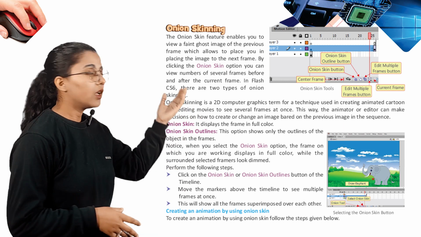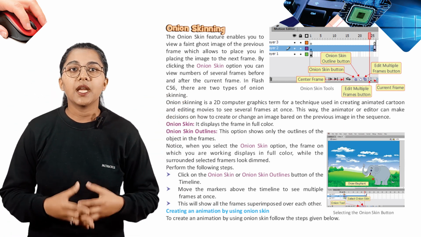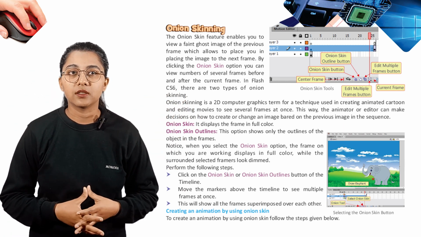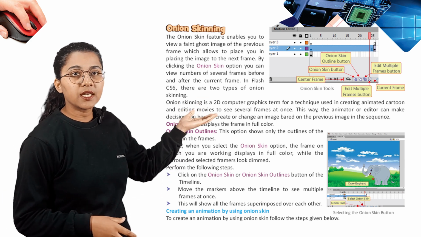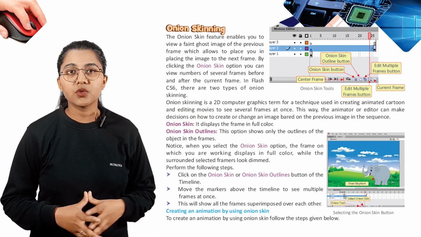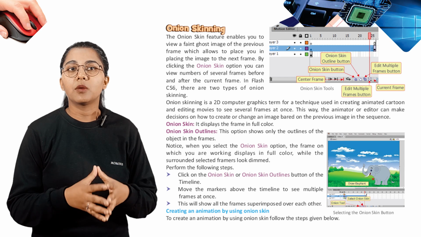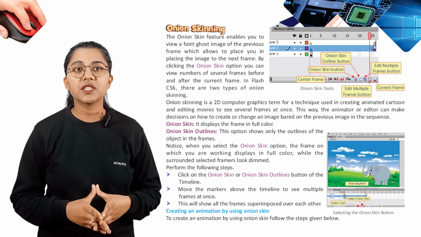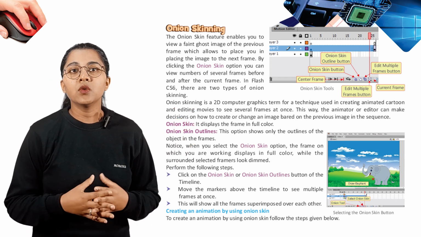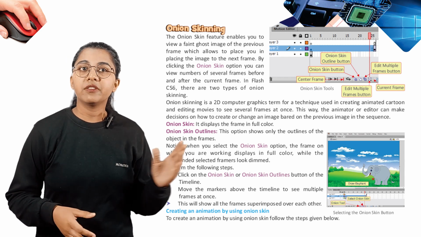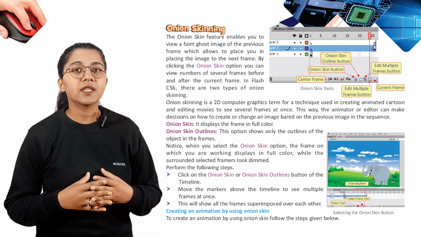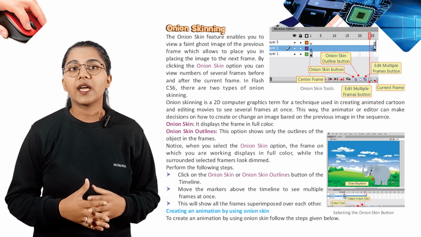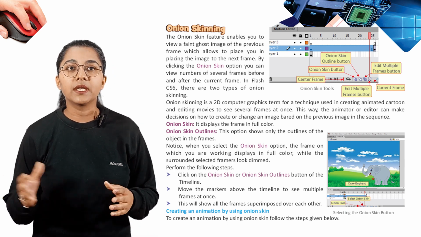Here, first we have onion skin. It displays the frame in full color. And second, onion skin outlines. This option shows only the outline of the object in the frame. Now next, notice when you select the onion skin option, the frame on which you are working displays in full color, while the surrounding selected frames look dimmed.